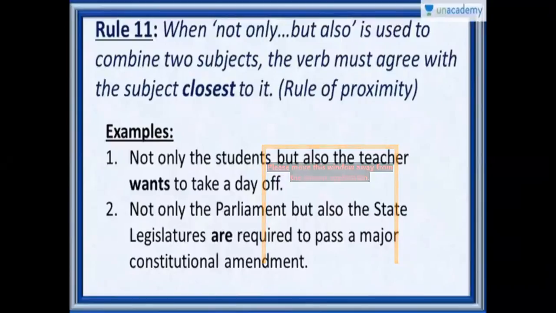But if you look at the second example, not only the parliament is singular, but also the state legislatures, plural. Second subject is plural. Therefore, the verb used is plural. Are required, not is required, are required to pass a major constitutional amendment. Take down the first example: not only the students, but also the teacher wants to take a day off.